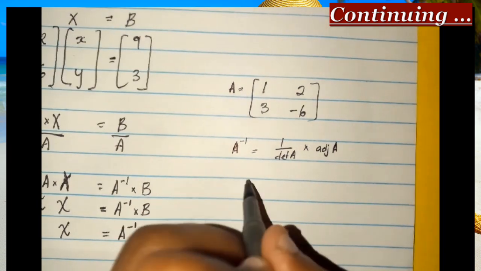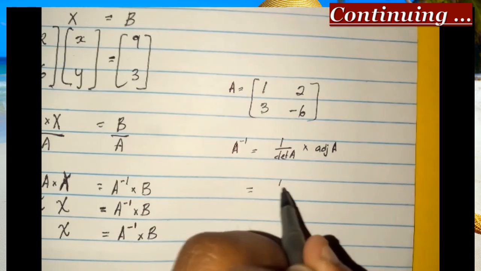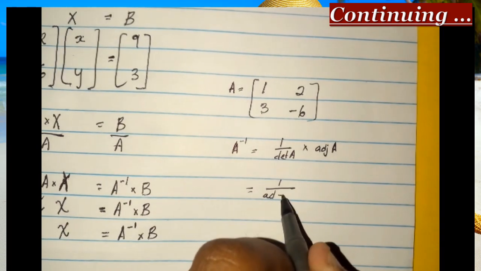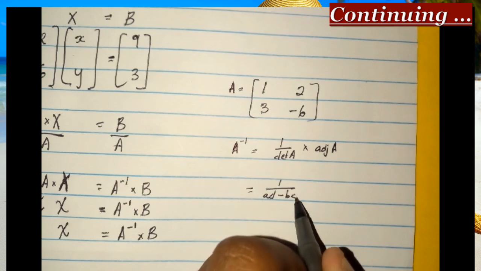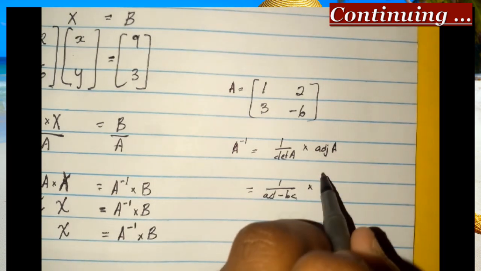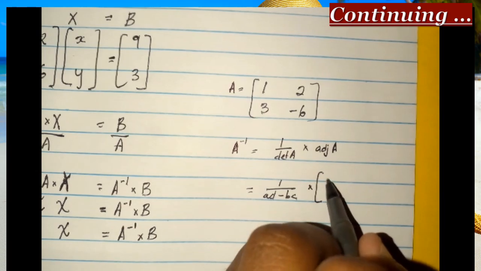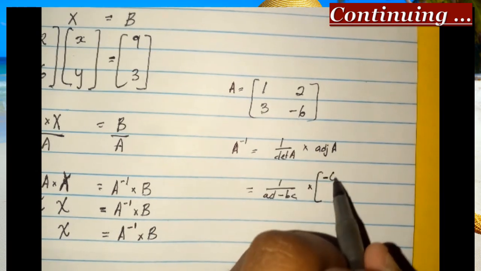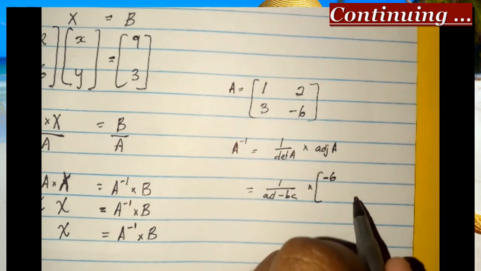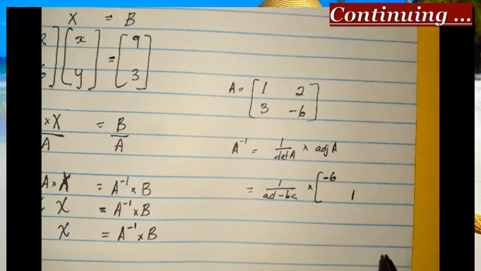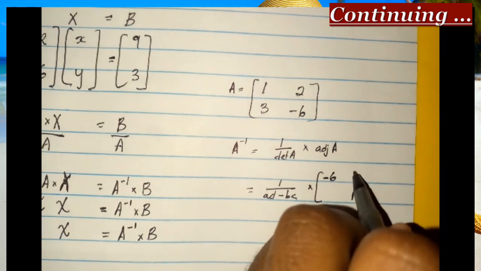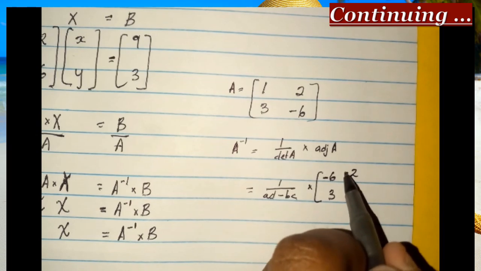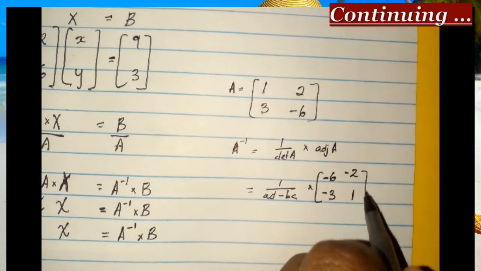For us to calculate the determinant of A, we need to do A times D minus B times C. And for the adjoint, we switch these on the leading diagonal. So we're going to have negative 6 in one's position and 1 in negative 6 position. And then for the off diagonal numbers, they stay in their position, but we negate them. Just like that.